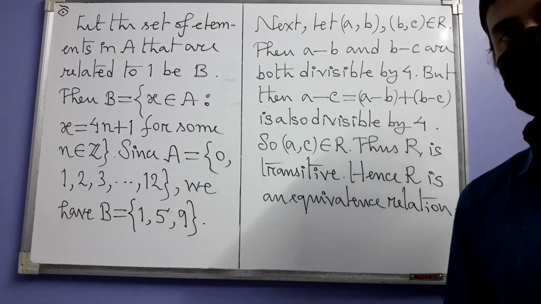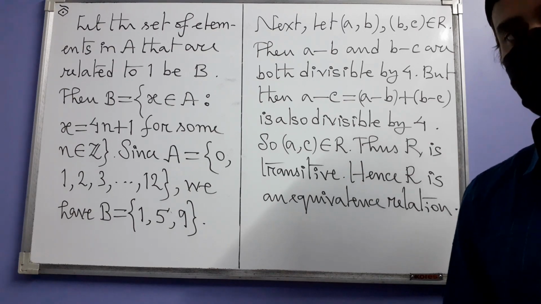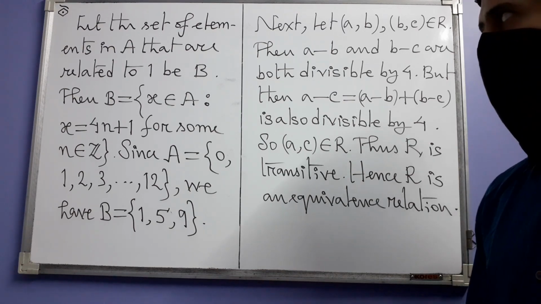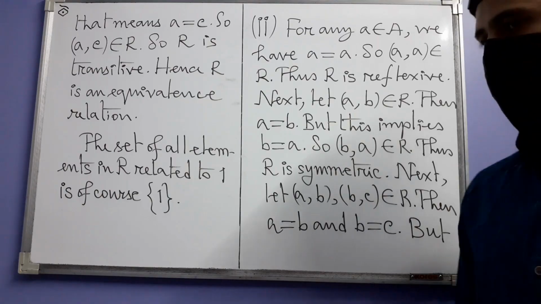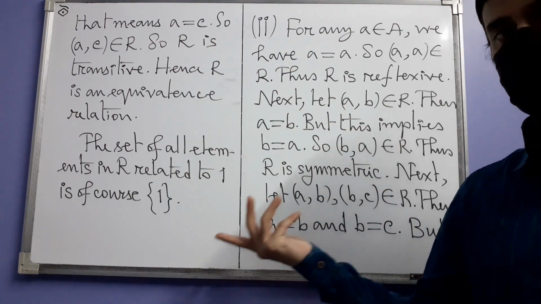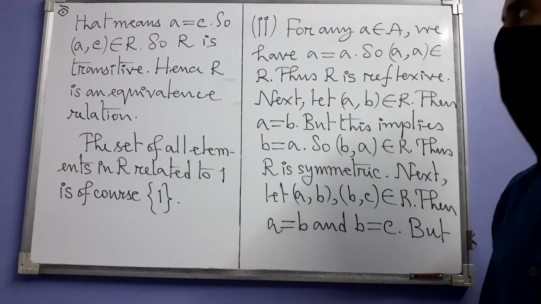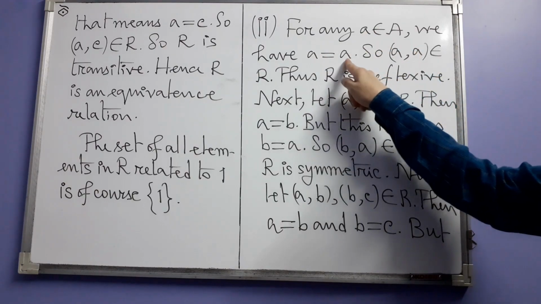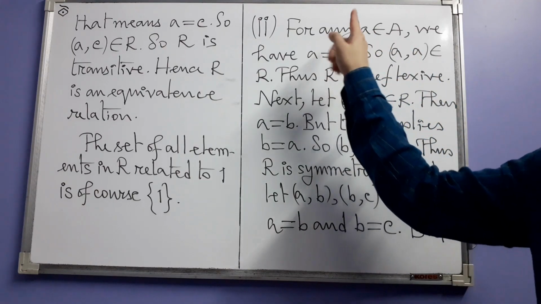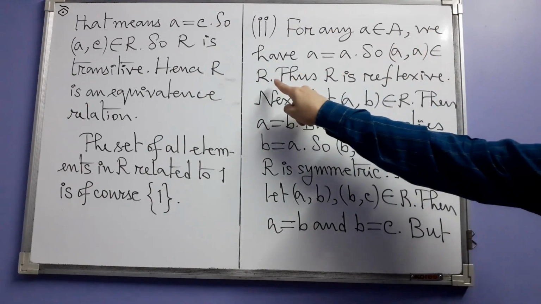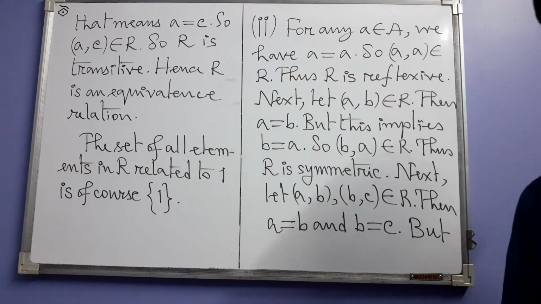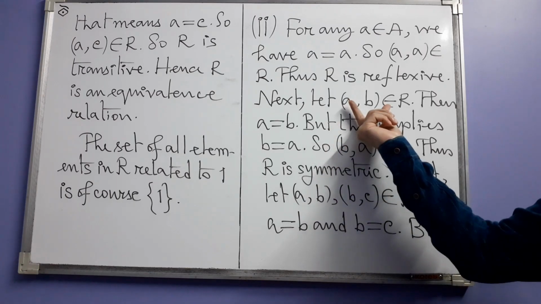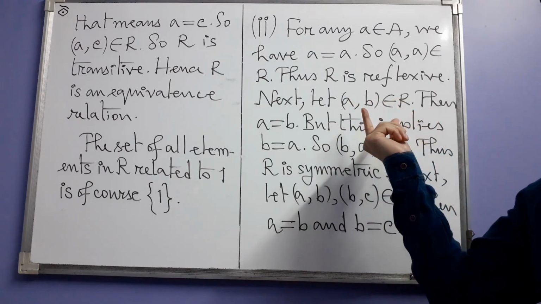Next, let us see part 2, which is actually very easy. It's almost trivial. Okay, so this is the solution. Everything about it is obvious and trivial. Let us take any element a in A. Since a is equal to itself, by the definition of our relation, (a, a) belongs to R. So R is reflexive. Next, let (a, b) be an ordered pair in R.